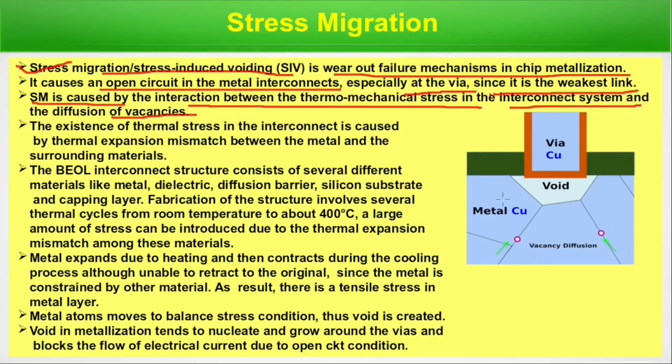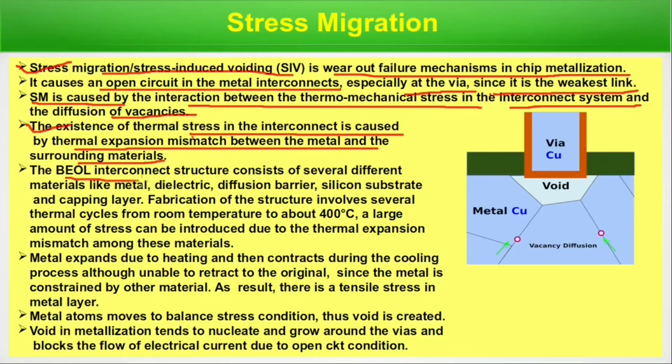The thermal coefficient is different. The thermal expansion of metal and dielectric are completely different. So the existence of thermal stress in the interconnect is caused by thermal expansion mismatch between the metal and the surrounding materials. Surrounding materials like oxide layers, diffusion barriers, silicon substrate, all different things are there.